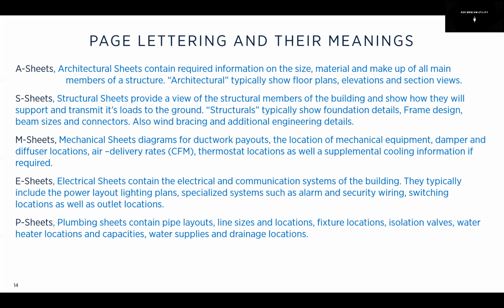Your P sheets, your plumbing sheets, contain pipe layouts, line sizes and locations, fixture locations, isolation valves, water heater locations and capacities, water supplies, and drainage locations.